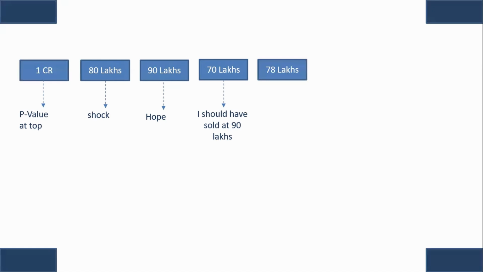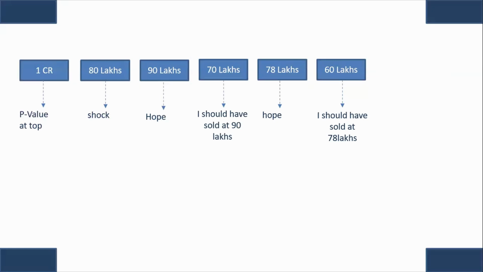And then again, there would be a small rise. Your portfolio will become 78 lakhs. And you would be in hope that no, it will go further up. And then it will fall further and become 60 lakhs. And again, you will be beating yourself that I should have sold at 78 lakhs.